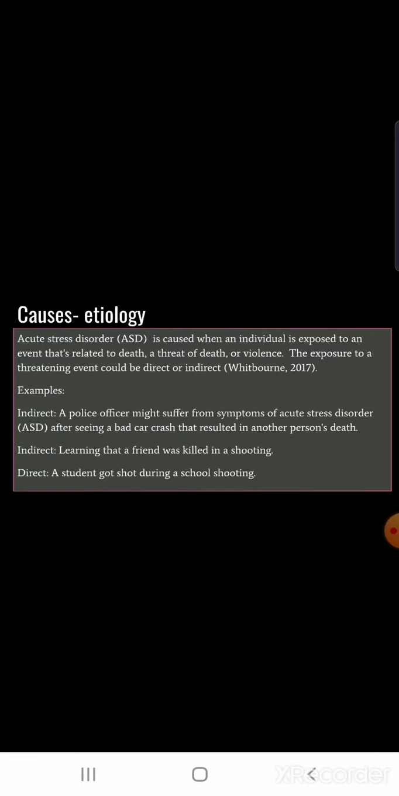An example of indirect exposure is a police officer might suffer from symptoms of ASD after seeing a bad car crash that resulted in another person's death. This is indirect because the police officer was not in the car crash, but he witnessed that someone else died in the car crash. Another example would be learning that a friend was killed in a shooting. An example of direct exposure is a student got shot during a school shooting.